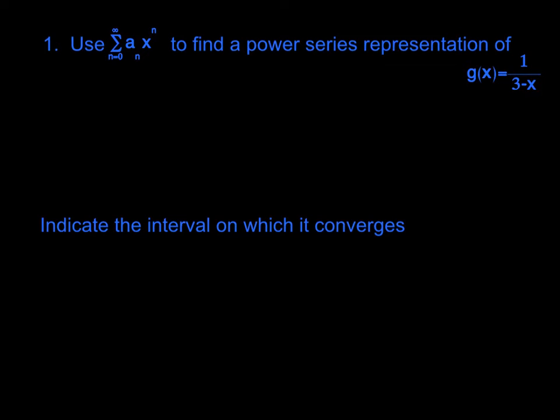So I want to use the sum from n equals 0 to infinity of a sub n times x to the n to find a power series representation of g of x equals 1 over 3 minus x. Which means I basically want to turn what is a rational function into a power series representation. So the first thing you're going to do is set that g of x equal to what we'll call f of u. We're just going to call it a different equation.